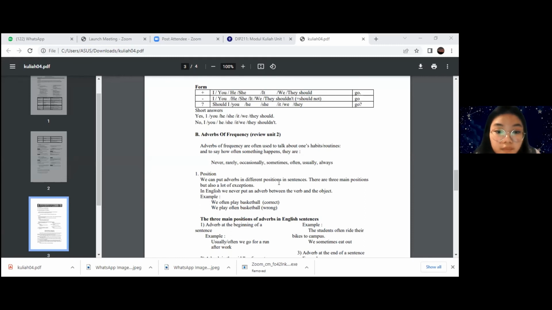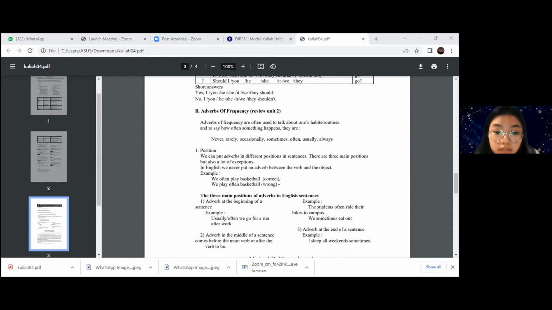B. Adverbs of frequency. Adverbs of frequency are often used to talk about one's habits or routines, and to say how often something happens. They are never, rarely, occasionally, sometimes, often, usually, and always.